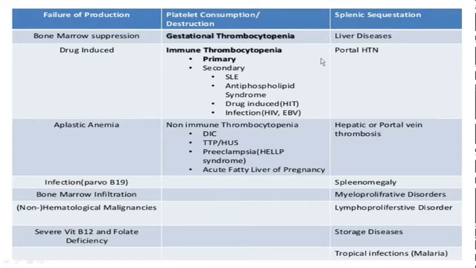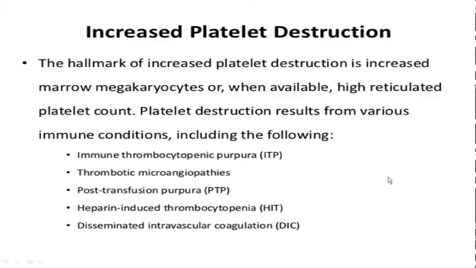Then splenic sequestration can be in the form of liver disease or portal hypertension, or hepatic portal vein thrombosis, or splenomegaly, and myeloproliferative and lymphoproliferative disorders, and even malaria infection. So basically, the most important causes are ITP, thrombotic thrombocytopenic microangiopathies, post-transfusion purpura, heparin-induced thrombocytopenia, and DIC. So we'll talk about ITP.